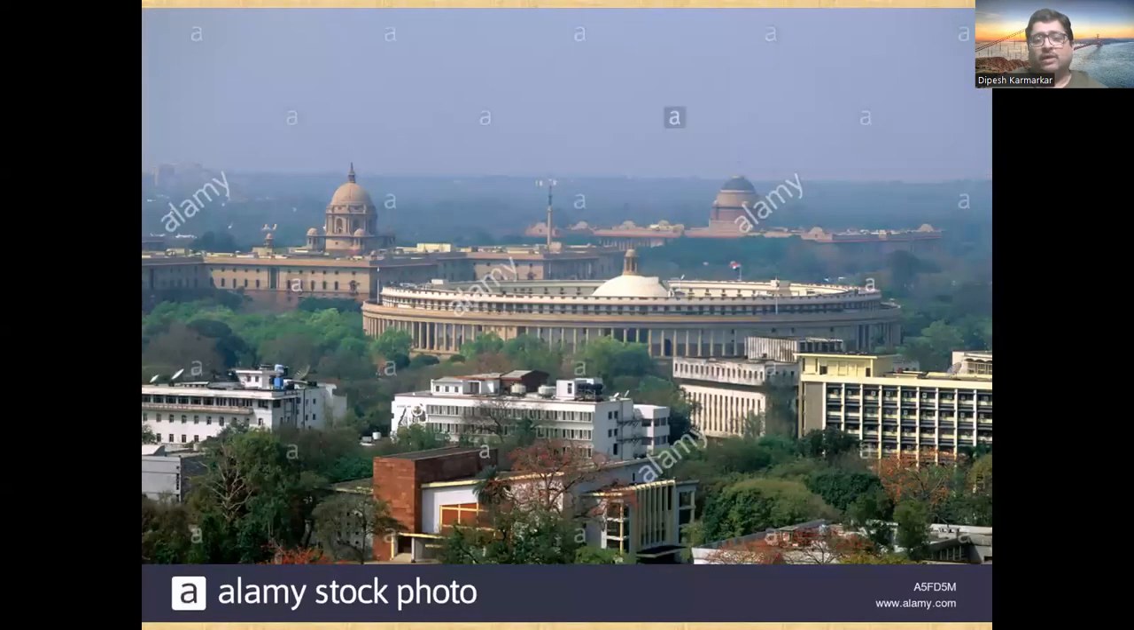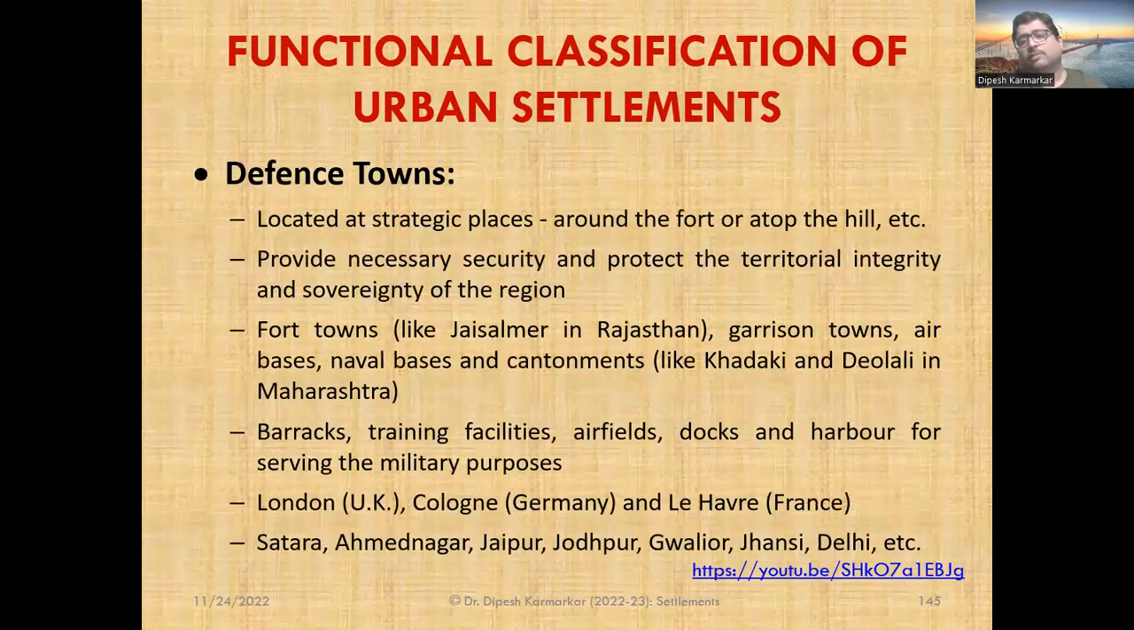After administrative towns, the second classification we can talk about is defense towns. Defense towns are those towns whose function is to defend, or the function which is related to defense. Now, because they are supposed to defend a big region, usually such towns are located at a very strategic location or strategic places. So it can be around a fort or atop a hill. Such defense towns are basically located there.